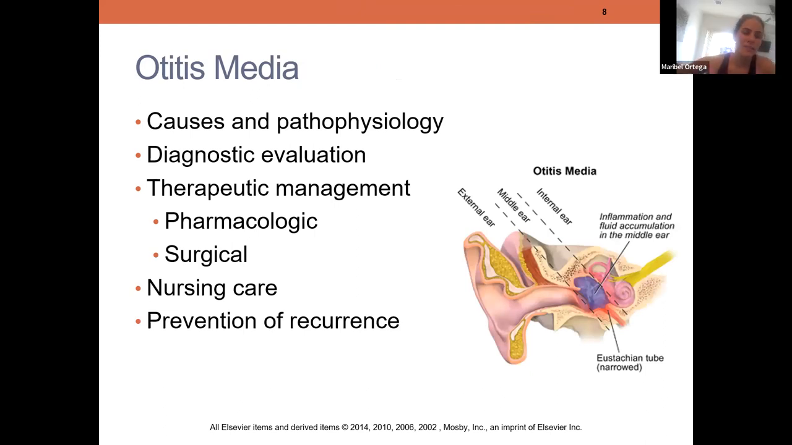Yes, Professor. I have a question. It's related, but not related to this. Sure. What is the formula for Tylenol and Motrin for kids, like for infants?